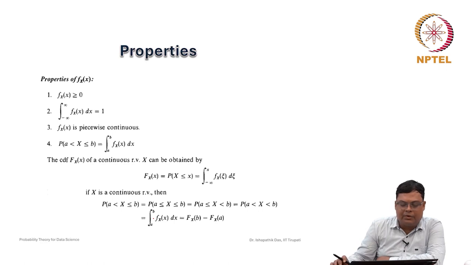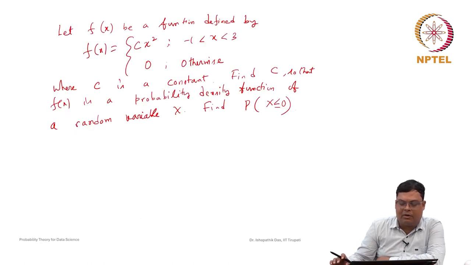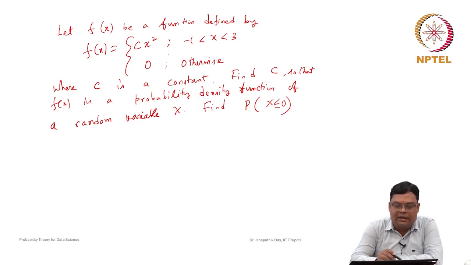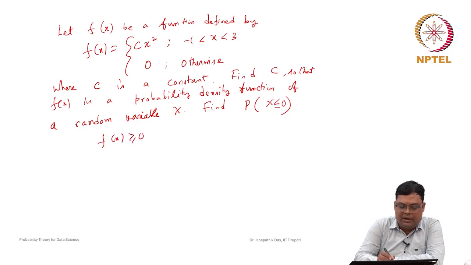Now we have to check whether all the properties are satisfied for any value of c. First of all, you can see that f_X(x) will be greater than or equal to 0 whenever c is positive, because it is x squared. If c is positive, then f_X(x) is greater than or equal to 0.